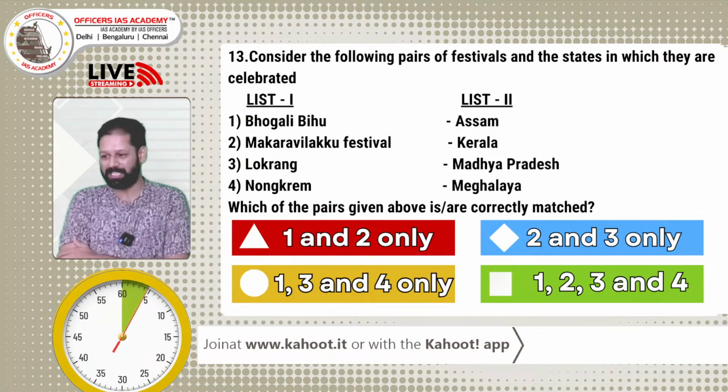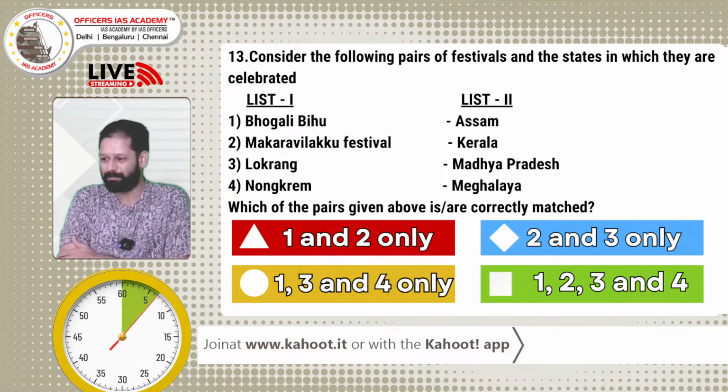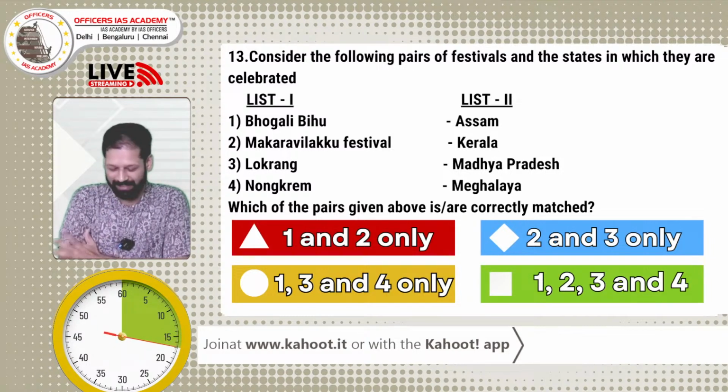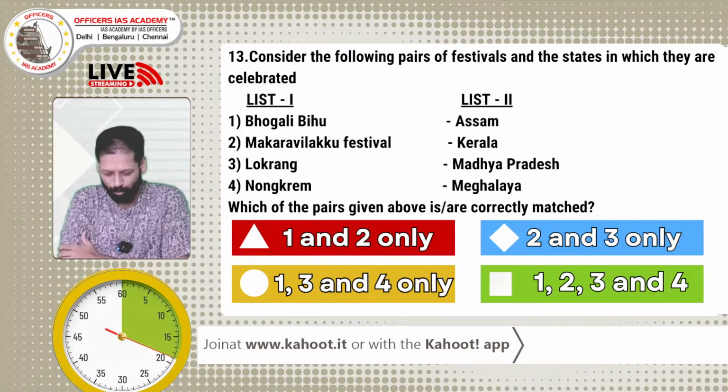Which of the following national parks has one of the highest numbers of one-horned rhinos? What kind of a question is that? How are we to know? 60 seconds is what you have, and they are giving all difficult names in terms of national parks. Bogali Bihu, Assam. Makaravilakku Festival, Kerala.